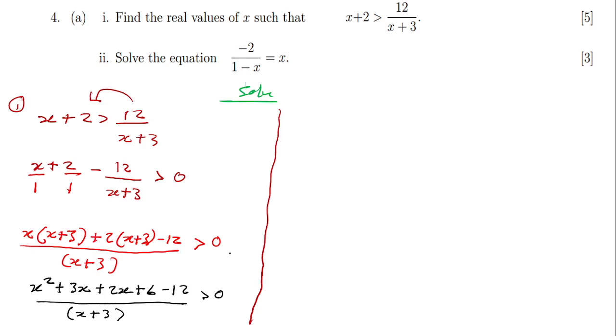After we are done with that information which we have illustrated there, the only thing is to collect like terms. So x squared is alone, so you get x squared, and then 3x plus 2x is simply equal to 5x. Then 6 minus 12 is equal to negative 6 over x plus 3, and then it's greater than 0.